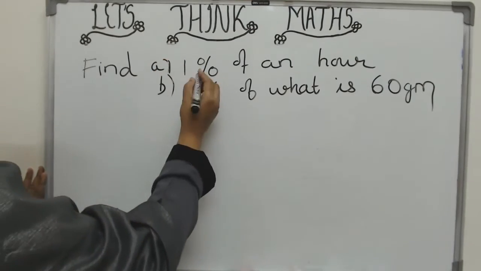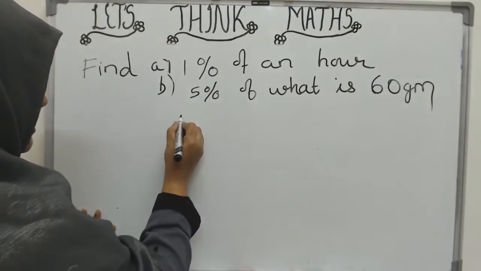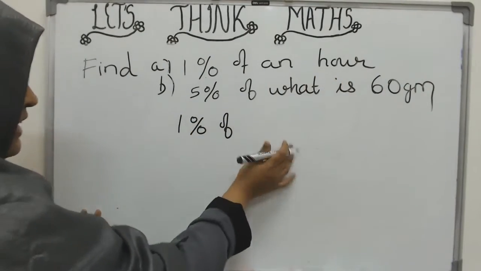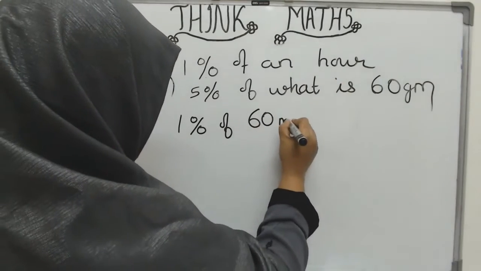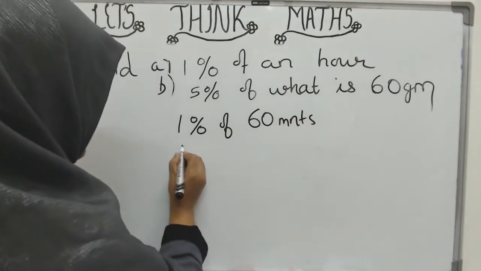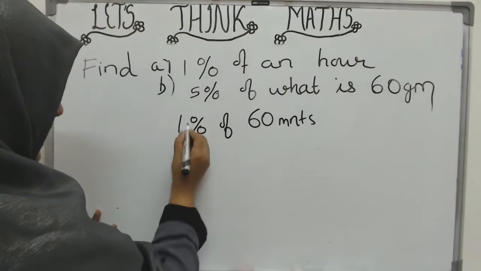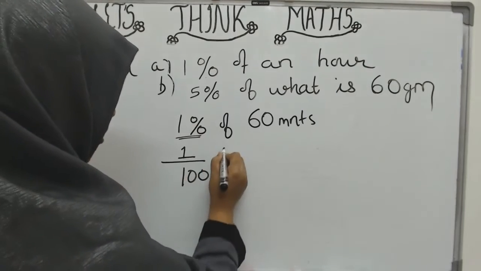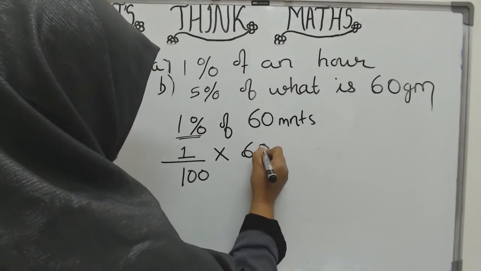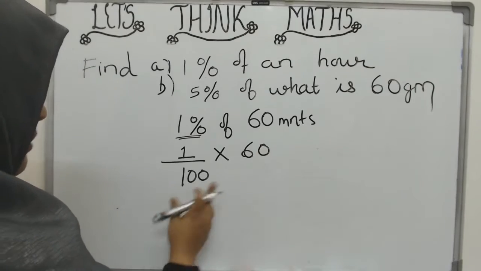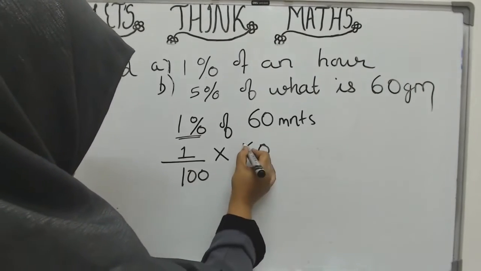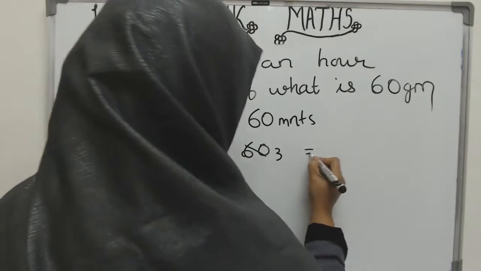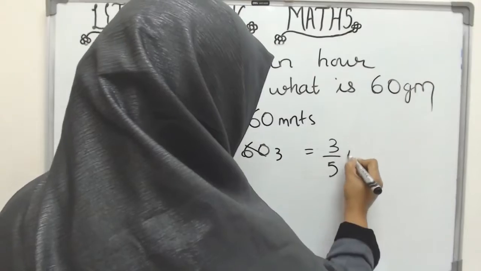Now let's find what is 1% of an hour. An hour is 60 minutes, right? So let's find what it is. This is a fraction. Its numerator is 1 and its denominator is 100. Of means multiplied by 60 minutes. So 60 and 100 are both divisible by 20. So 20 into 3, 5. So the answer is 3 by 5 minutes.